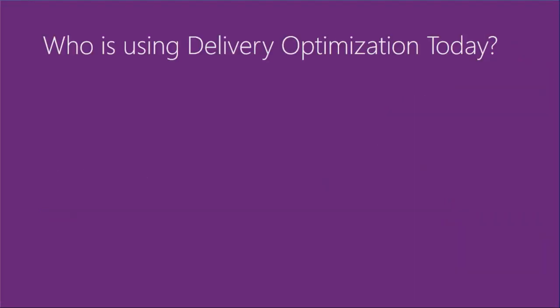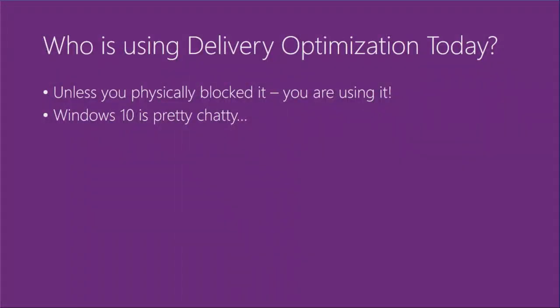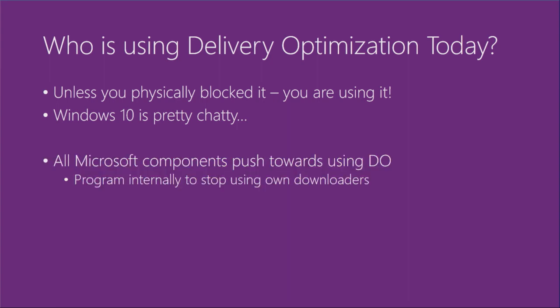So, who's using DO today? Who's running Windows 10 today, in any shape or form? If you are using Windows 10, you are using delivery optimization. There seems to be a big confusion, saying, well, we haven't actually done anything with DO, so we're not running it. That's not how it works. If you have Windows 10, and if you haven't physically blocked it, then you are using it. Who in here attended Johan's session right before this one? Quite a few. So it is pretty chatty.